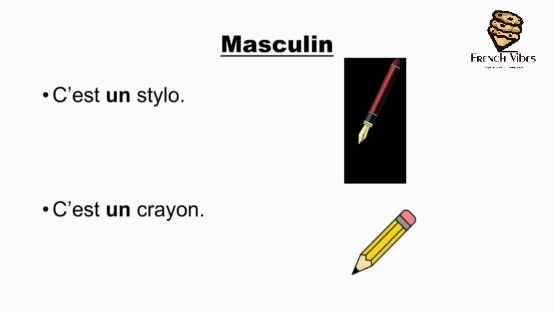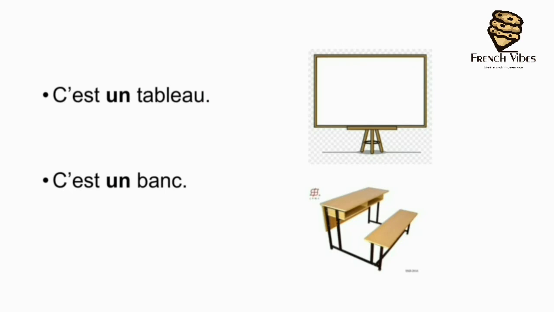Let's see a few more objects. C'est un stylo. It is a pen. C'est un crayon. It means it is a pencil. C'est un tableau. It is a board. A tableau can be a board or a painting in French.